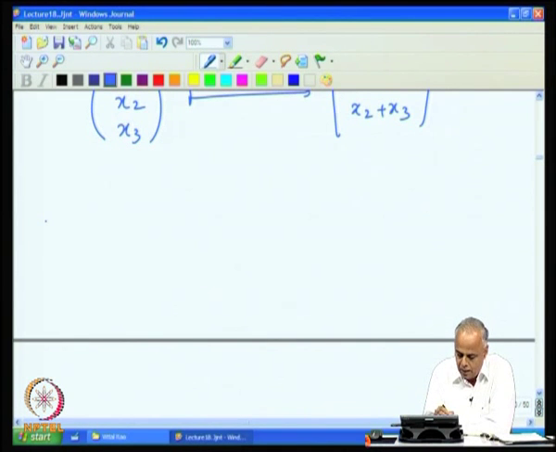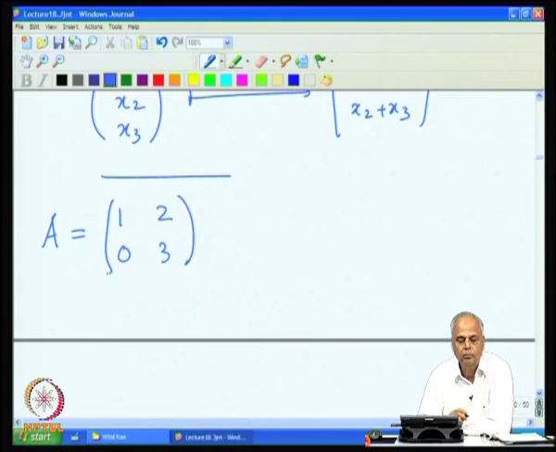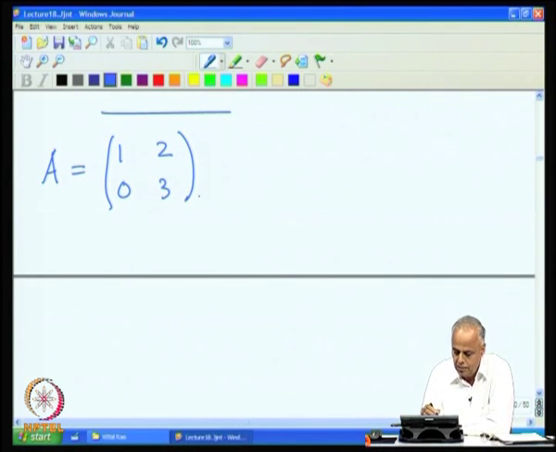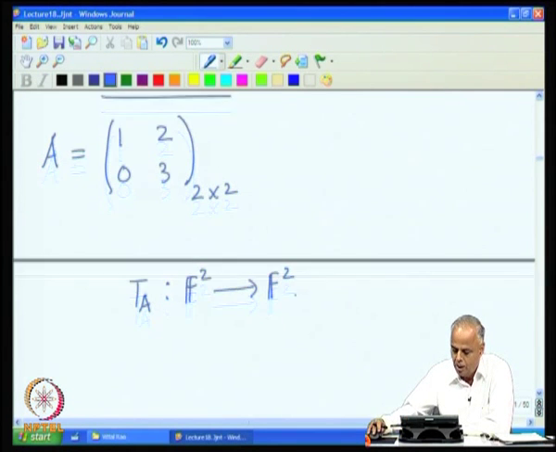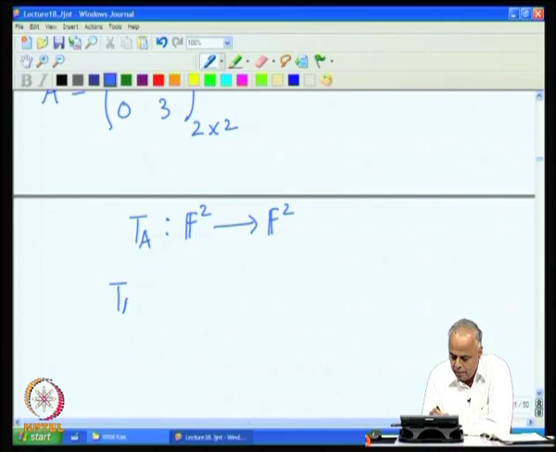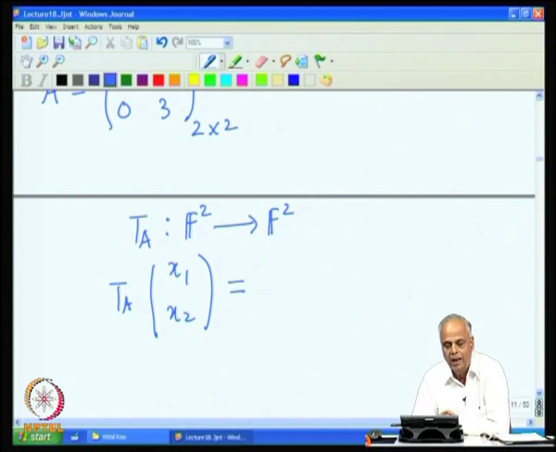Similarly, consider A now to be [1 2; 0 3]. Then this is a 2 by 2 matrix. So, it will generate a transformation which will now be a linear operator, because m equals n. So, it should be a linear operator from F^2 to F^2. And what should it do? T_A of a vector (x1, x2) must again be a vector in F^2.